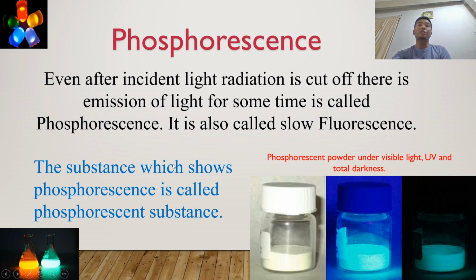And next is phosphorescence. Even after the incident light radiation is cut off, there is emission of light for some time. This is called phosphorescence. It is also called slow fluorescence. Sometimes they call it slow fluorescence, but it is popularly known as phosphorescence. The substance which shows phosphorescence is also known as a phosphorescent substance.